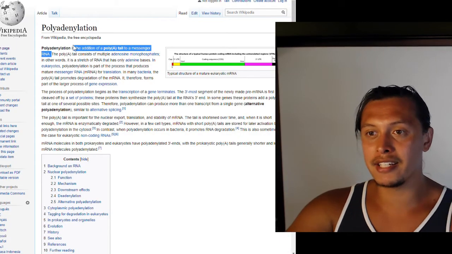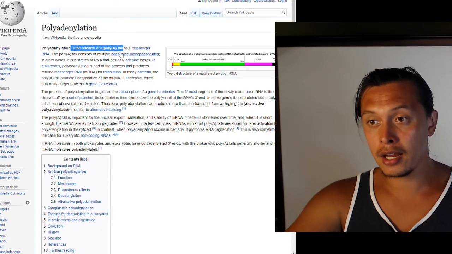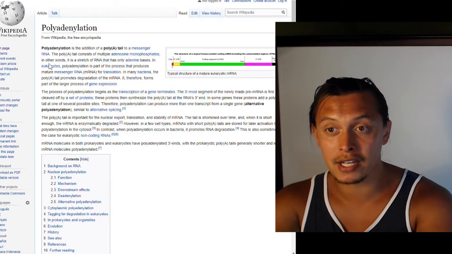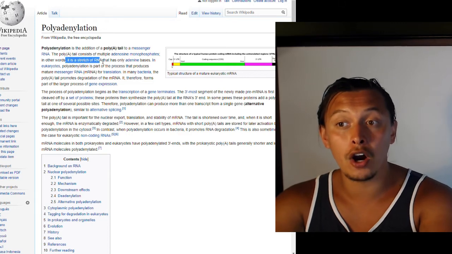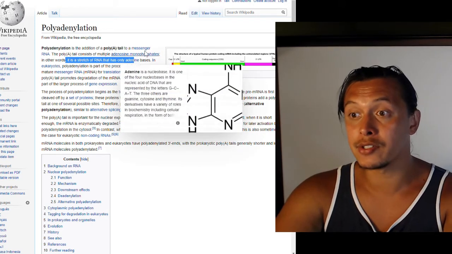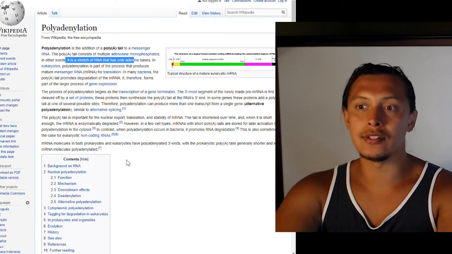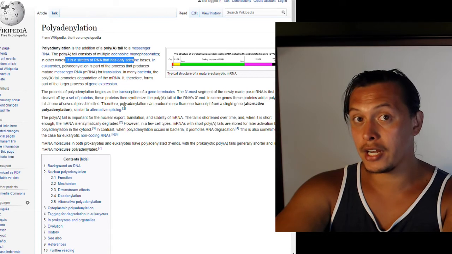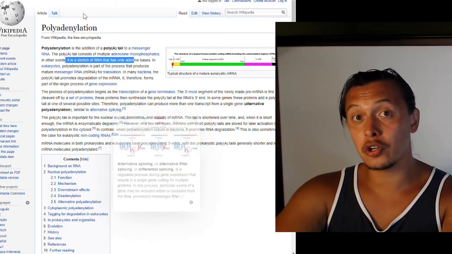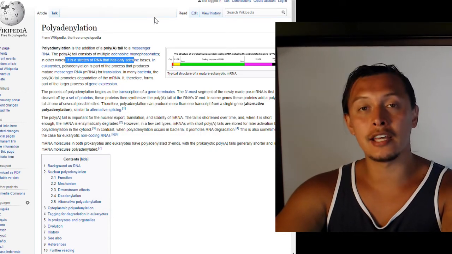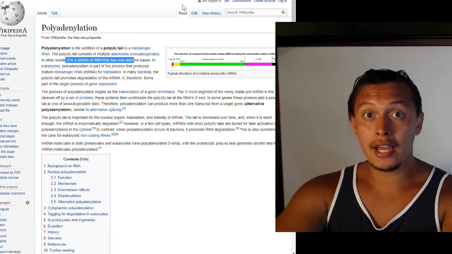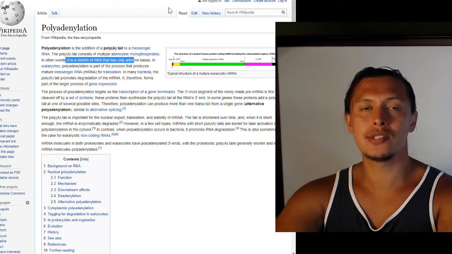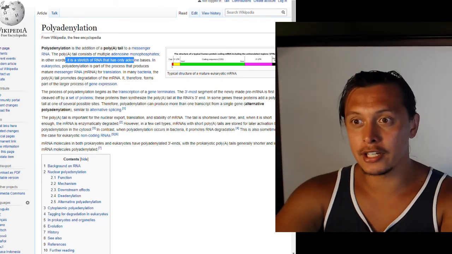So polyadenylation is the addition of a poly-A tail. The poly-A tail consists of multiple adenosine monophosphates. In other words, it's a stretch of RNA that only has the adenine base. So remember, DNA has A, T, C, and G as the bases that make up its letters. RNA has A, U, C, and G.